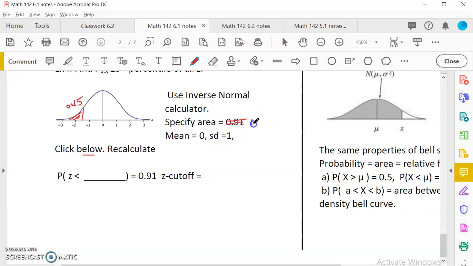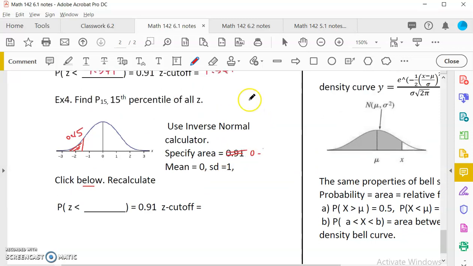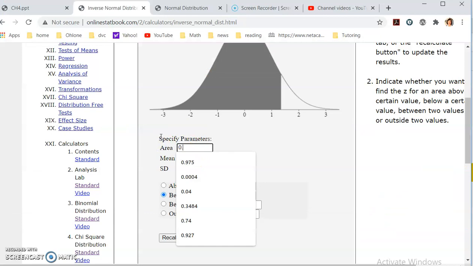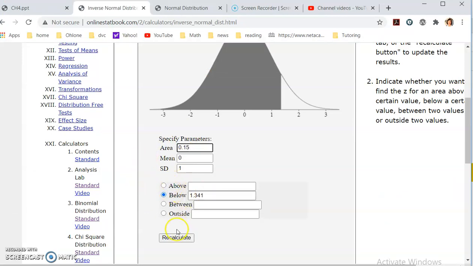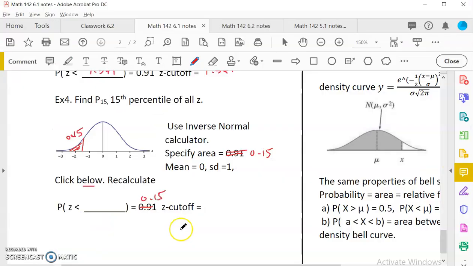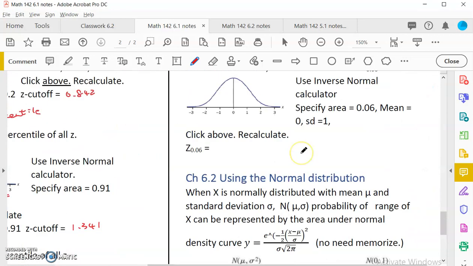So it is 0.15, is it? Yes, 0.15. And so we calculate 0.15. So the area should be 0.15, but it's still below. And I recalculate, so I get negative 1.036. So you would say the probability of z less than negative 1.036 is 15%. 15% of the z values are less than negative 1.036.